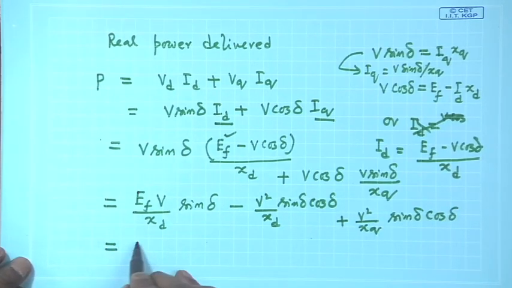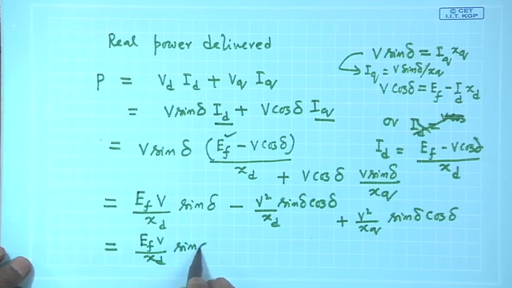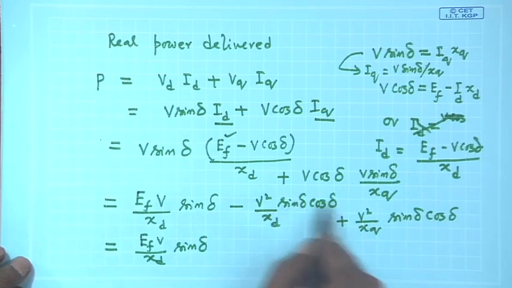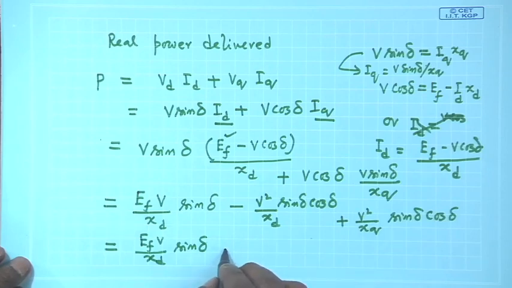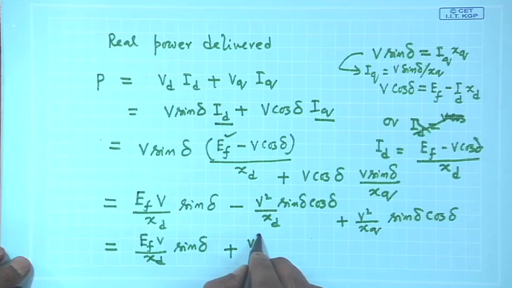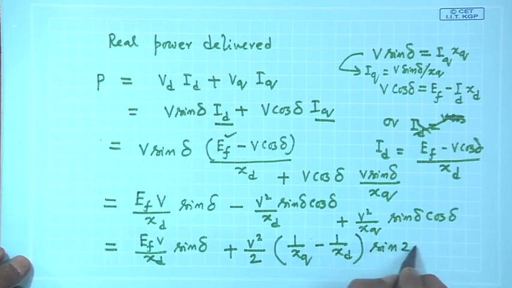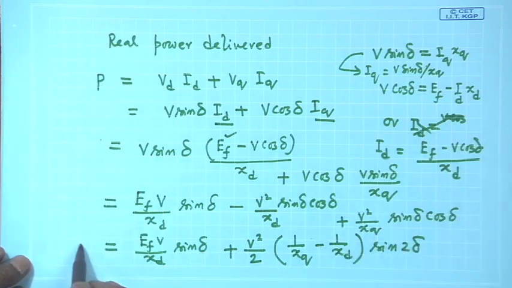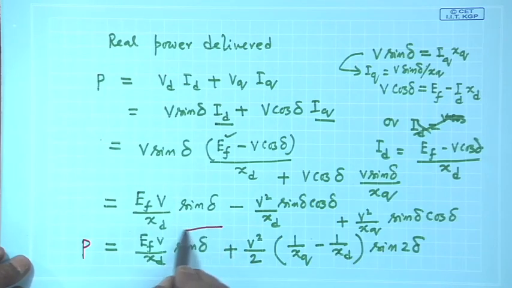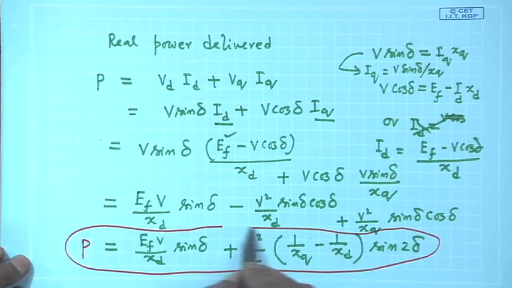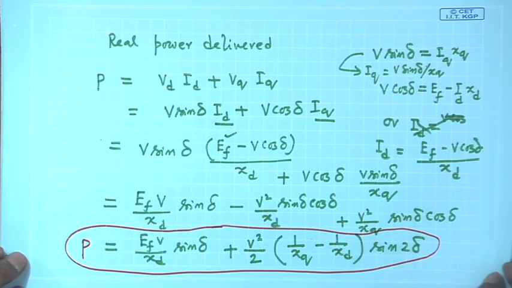Now, this one, do not disturb it, I have already got it, sin delta, nice form. Then these two you divide by 2, multiply by 2, so that it will become V square by 2, and then 1 by XQ minus 1 by XD, into sin of 2 delta. And this is the expression for power. You have to multiply with 3 to get the total power. So this is the expression we are looking for. So this is the real power expression.